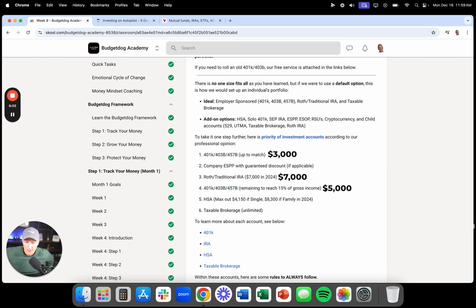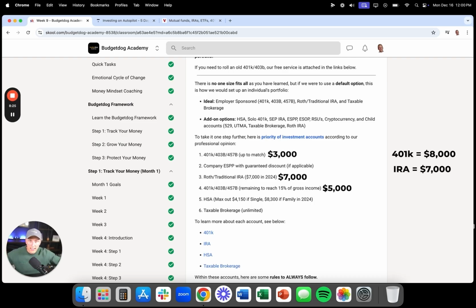So if I added up steps 1 and 4 here, it would be 3,000 plus 5,000 is 8,000 total. So that is the amount asset location wise that goes to the 401k. And the other 7,000 goes to the IRA. So you have 8,000 in a 401k, let's say, and let's say 7,000 in an IRA.